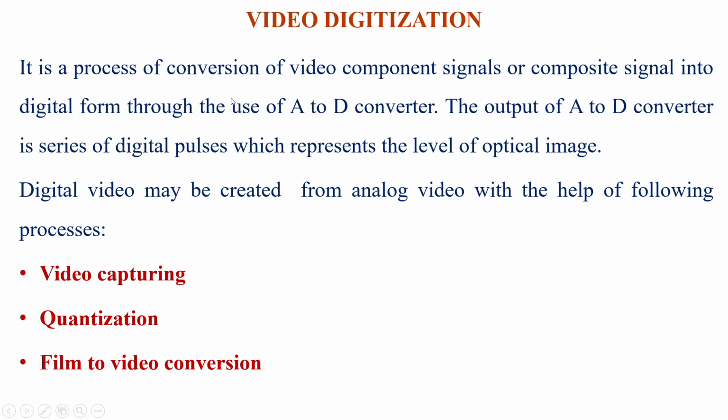What is video digitization? It is the process of conversion of a video component signal or a composite signal to digital form through the use of an analog to digital converter. The output of the A to D converter is a series of digital pulses which represents the level of the optical image. So digital video may be created from analog video with the help of the following processes: video capturing, quantization, and film to video conversion.